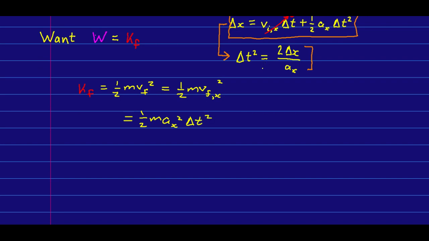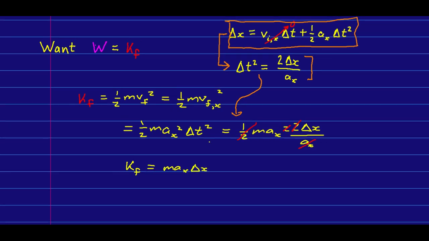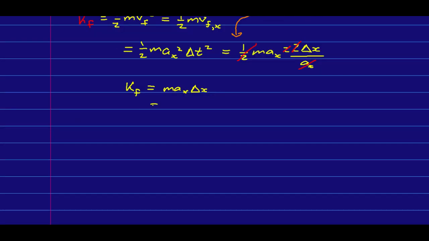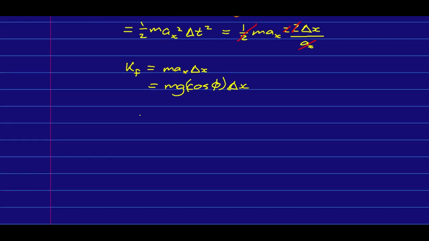And I have this expression for delta t, and so I can put that in, and there's a little bit of cancellation that happens, and what I have is that my final kinetic energy is just m a_x delta x. And I know a_x, it's g cos phi. I'm just going to note that what I've just shown is that K_f is mg, which is simply the magnitude of this force, times delta x, which is the magnitude of the force displacement vector, times cos phi, where phi is the angle between this force and this force displacement vector.